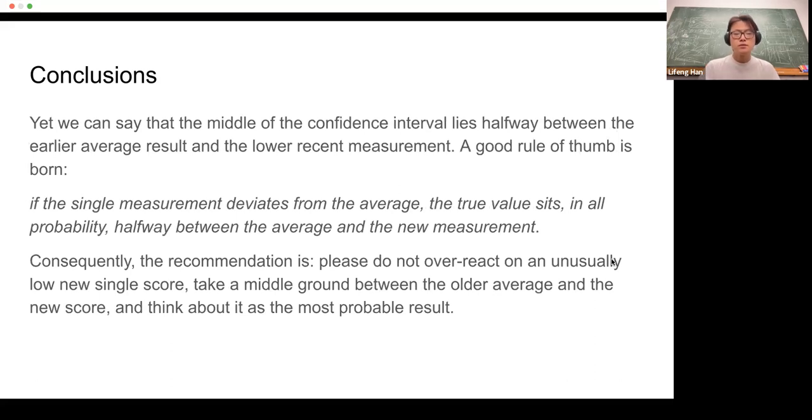Yet, we can say that the middle of the confidence interval lies halfway between the earlier average result and the lower recent measurement. A good rule of thumb is that if a single measurement deviates from the average, the true value sits in all possibility halfway between the average and the new measurement. Consequently, the recommendation is please do not overreact to an unusually low new single score. Take a middle ground between the older average and the new score and think about it as the most probable result.